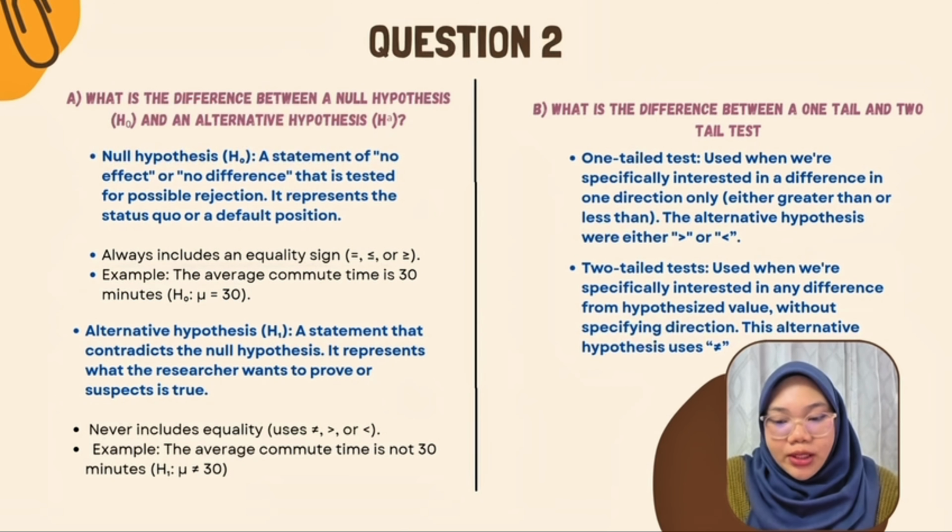For the example, the average commute time is 30 minutes. So the null hypothesis is mu equals 30.